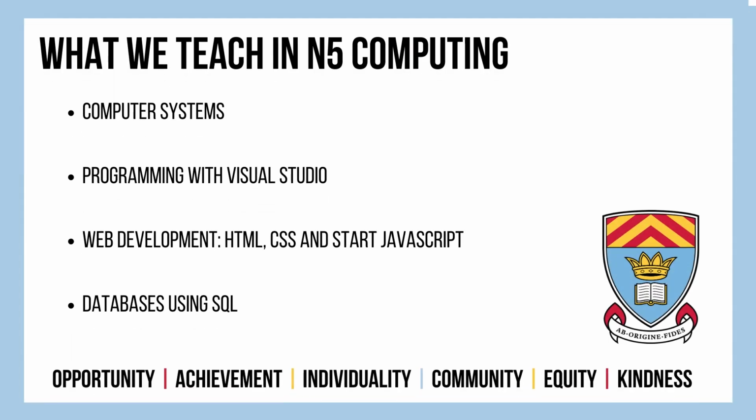Nat5 computing is made up of four main units. Computer systems, where we'll look again at binary data representation, aspects of computer structure, and also data security. Programming in Visual Studio will be an introduction to text-based programming, where we'll look at all of the main coding constructs and algorithms. And web development will extend your previous HTML and CSS knowledge, but also add on JavaScript so the web pages can become interactive. We'll also look at coding databases using SQL as an introduction to big data.